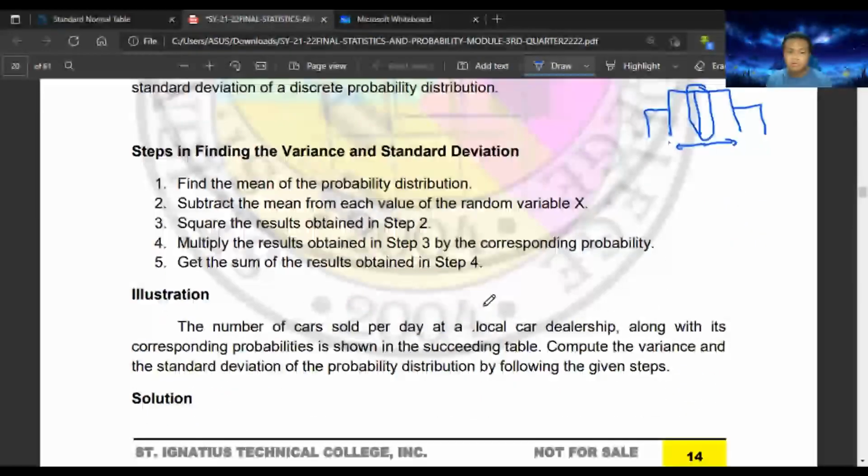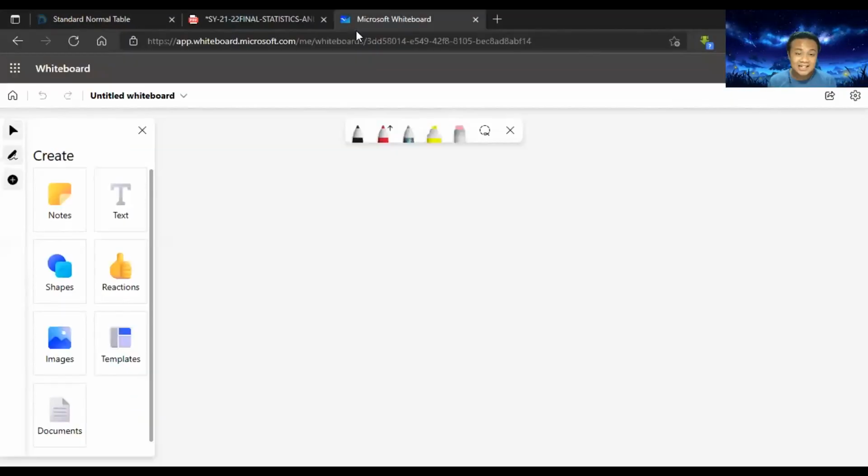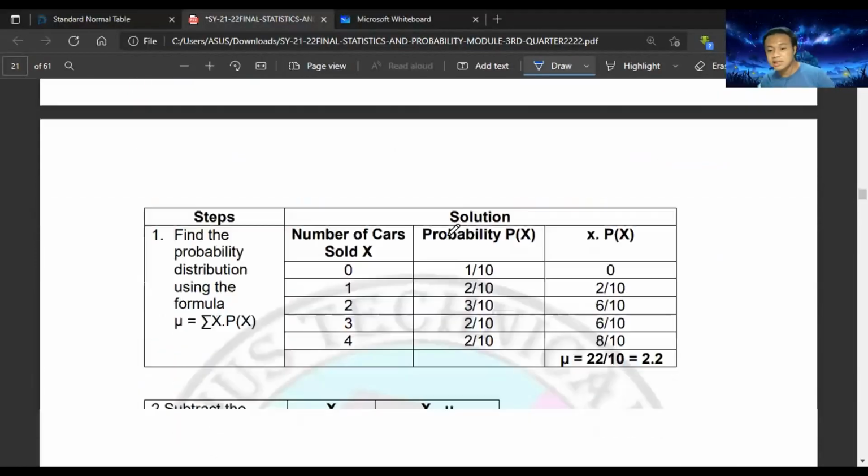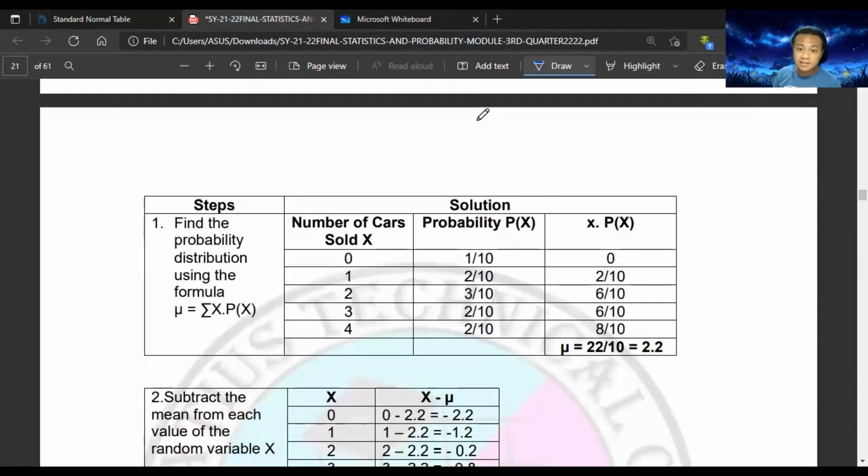So, how do we get the variance and standard deviation? That is what we will discuss now. It is quite long, so hang on there. Get your calculator. I will also share my calculator so you can follow along.